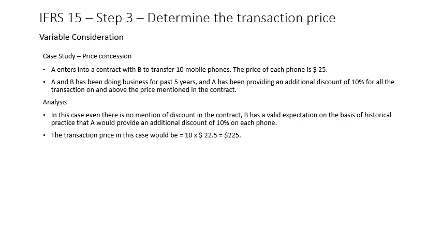In this case, when A determines the transaction price, there is no mention of the discount in the contract. However, since there has been historical practice of providing a discount, B has a valid expectation based on historical practices. This means that when A calculates the transaction price, it will factor in the 10% discount on top of the price of the phone, which is $25. So the total transaction price will be 10 mobile phones into 22.5, which is $225.